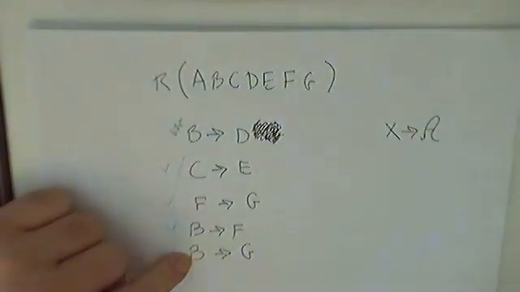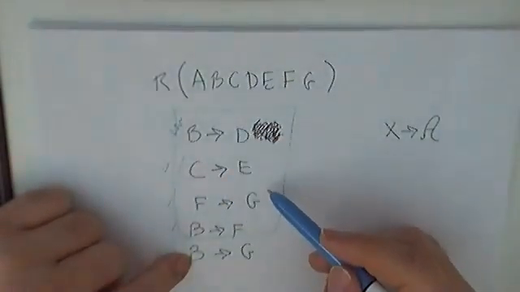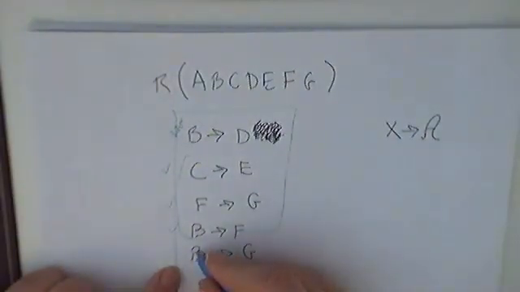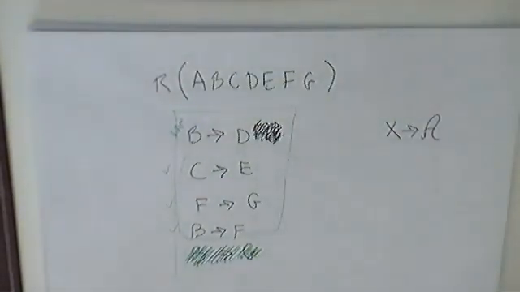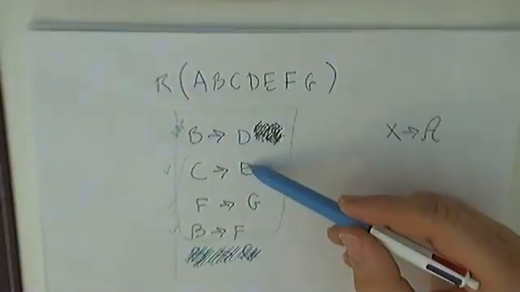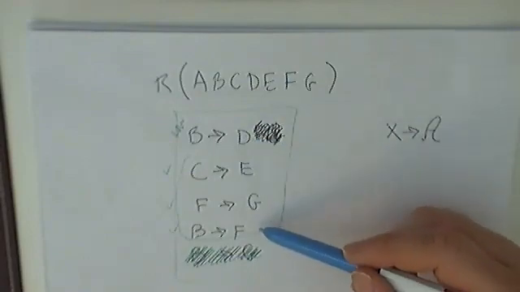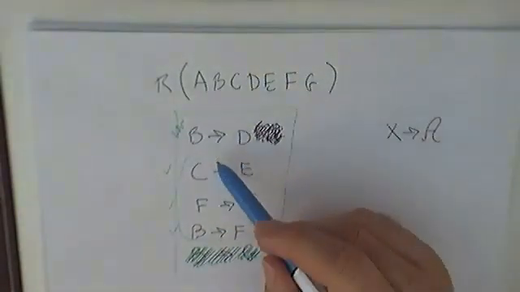Now, B goes to G. Well, it takes this full set, does the closure, and B goes to F, F goes to G, and by transitivity, B goes to G is inside that closure. Therefore, this functional dependency is kicked to the curb. All right, so these now are a minimal basis of the set of functional dependencies. So now, we don't have to do this other step here.